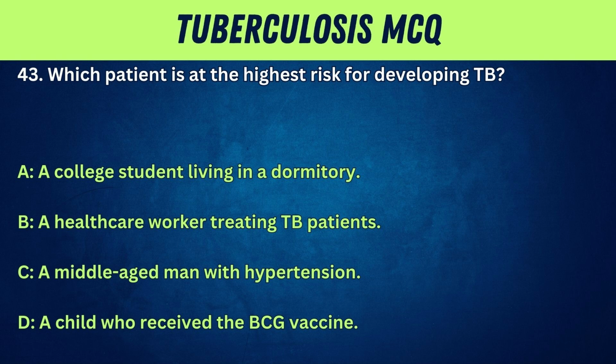43. Which patient is at the highest risk for developing TB? A. A college student living in a dormitory. B. A healthcare worker treating TB patients. C. A middle-aged man with hypertension. D. A child who received the BCG vaccine.